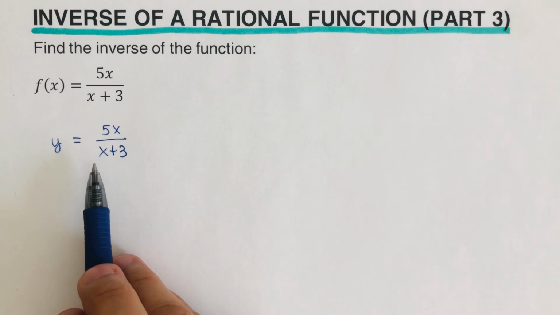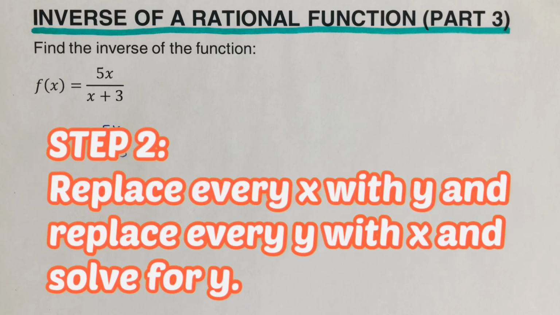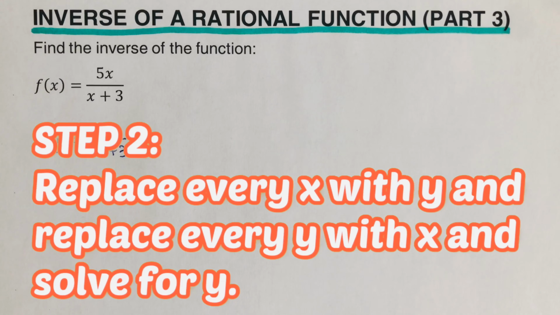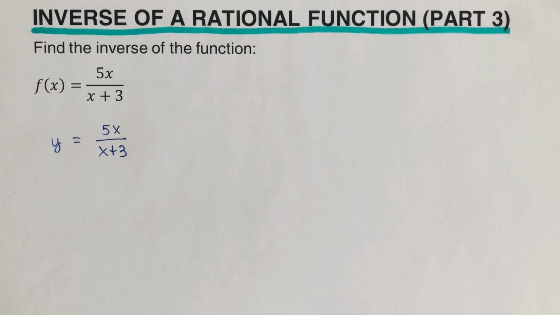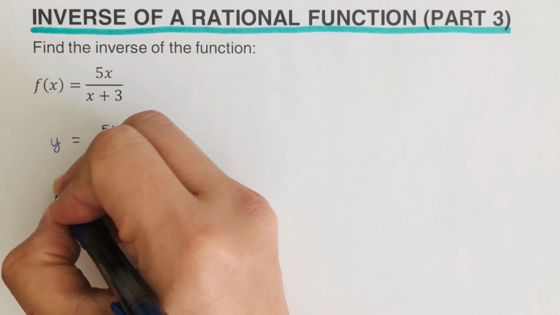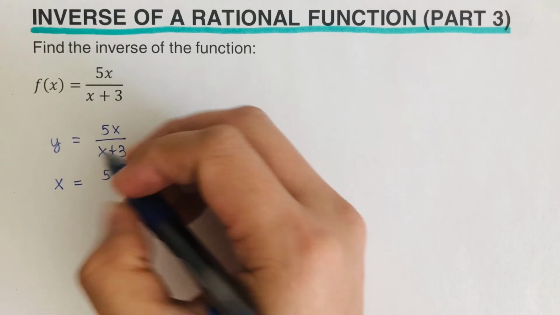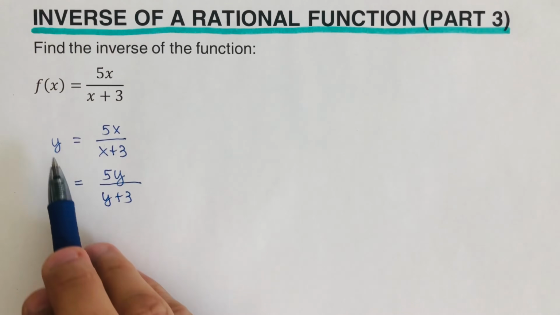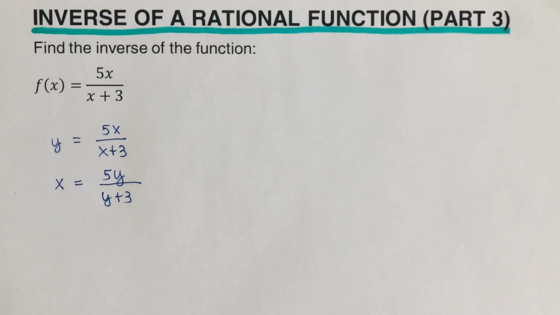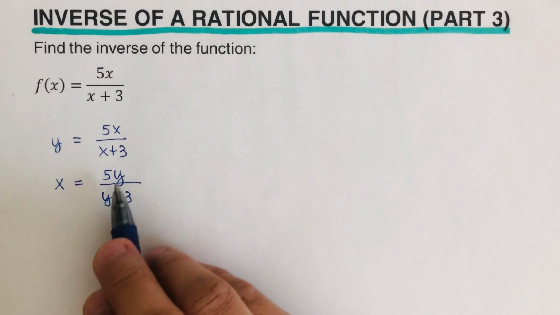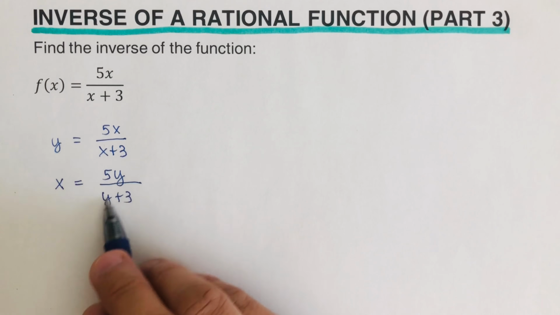After we're done with the first step, we're ready to move on to the second step. Replace every x with y and replace every y with x and solve for y. So in this case right here, pretty much the y becomes an x, the x becomes the y. And then part of this step is to solve for y by itself. So we need to have y isolated by itself here.